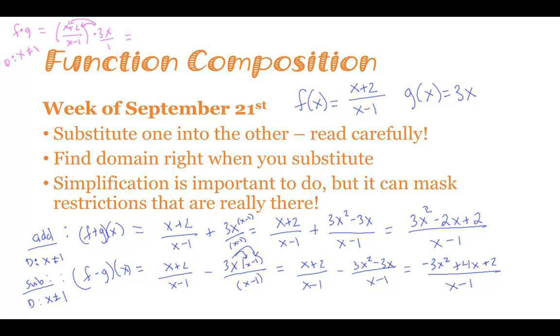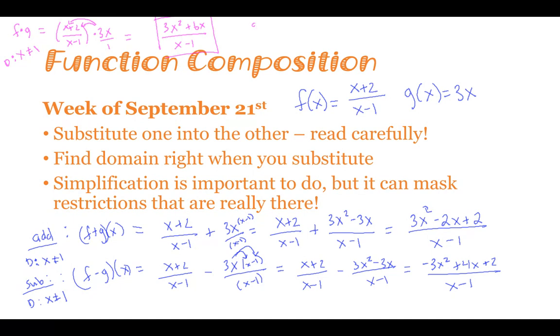So 3x squared plus 6x all over x minus 1. Can't really do anything else with that. If I divided the numerator out by a 3x, it doesn't cancel anything.